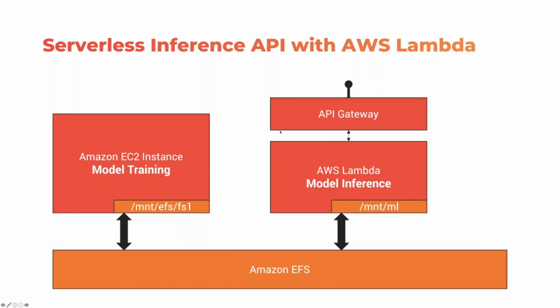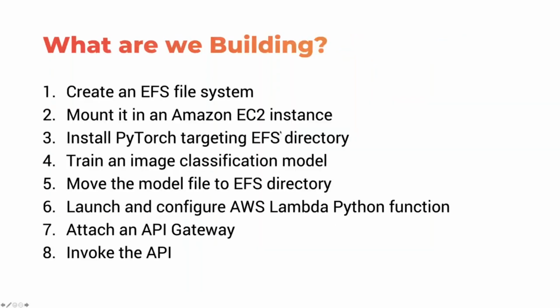So to go further into the details, I have documented this step. So what are we going to build? Well, it all starts by creating an EFS file system. So the EFS file system is like a slice from the managed service that Amazon is exposing. Now, once we create the EFS file system, we're going to mount it within an EC2 instance, and it becomes visible there. And right after that, we're going to install PyTorch targeting the EFS directory.